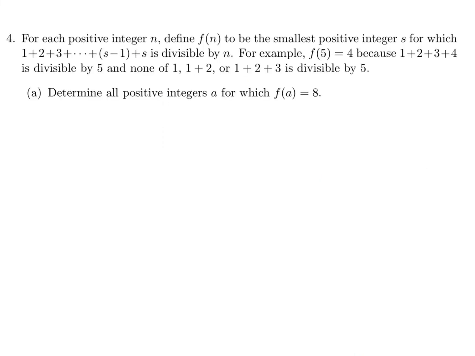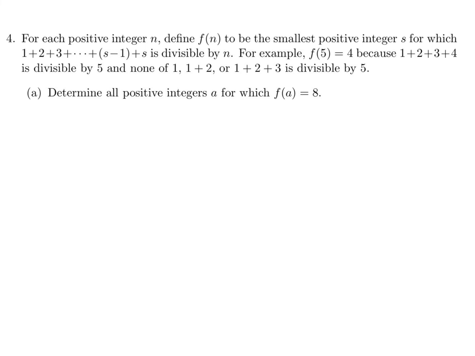For each positive integer n, define f at n to be the smallest positive integer s for which 1 plus 2 plus 3 until s minus 1 plus s is divisible by n. For example, f at 5 is equal to 4 because 1 plus 2 plus 3 plus 4 is divisible by 5, and none of 1, 1 plus 2, or 1 plus 2 plus 3 is divisible by 5. Determine all positive integers a for which f at a is equal to 8.